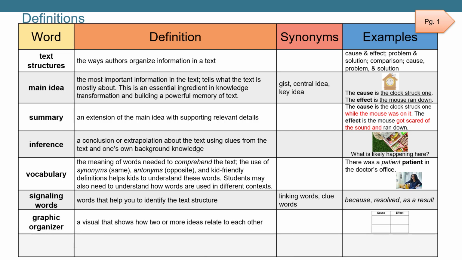Graphic organizer. A graphic organizer is a visual that shows how two or more ideas relate to each other. In the examples, you'll see a matrix that shows cause and effect. Sentence stem. A sentence stem is a sentence that guides thinking. Words or phrases appear to be missing and need to be filled in. Some examples would be the problem is blank. So the only part that the student would have to worry about is what the actual problem was.